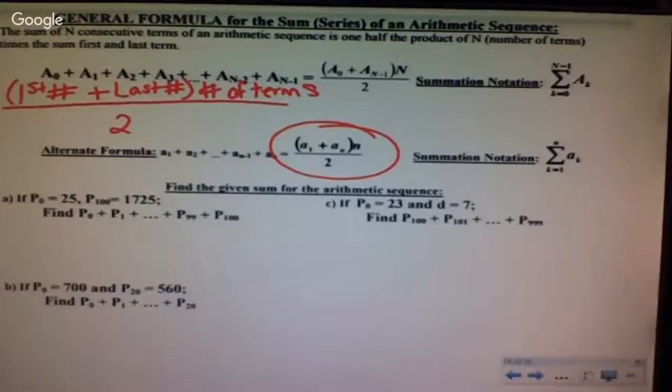Let's do an example. Again, this formula will be available to you when you take this test tomorrow, and when you take your final exam. They will give this to you, so don't feel like you need to memorize it. You just need to know how to use it. I'm going to show you how to do this several different ways.